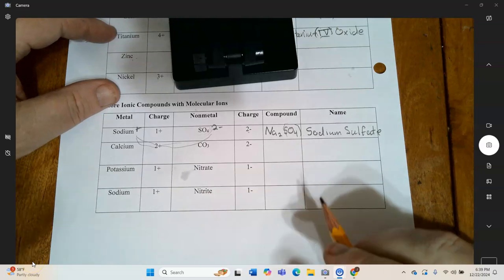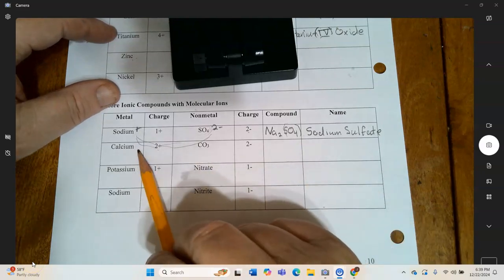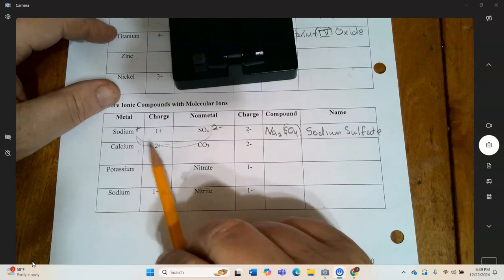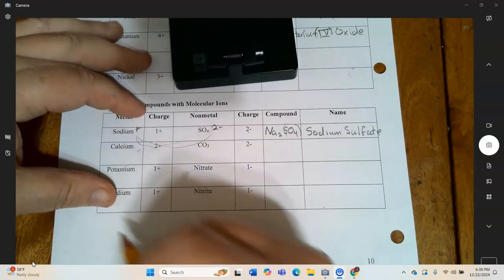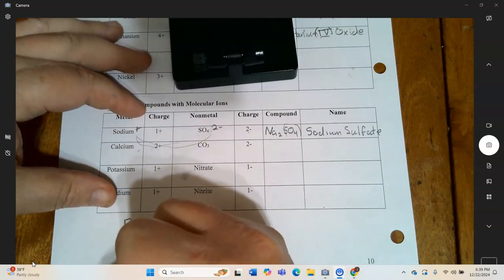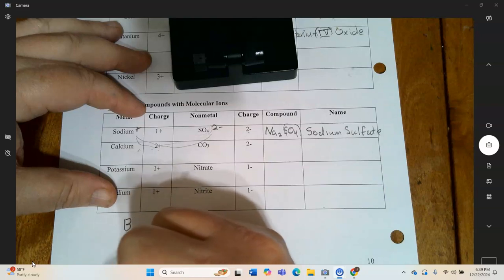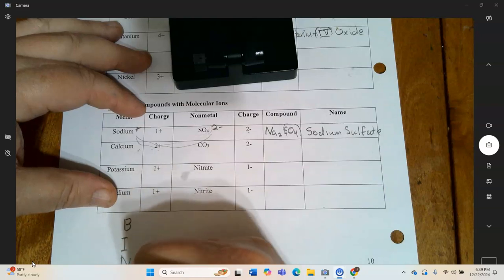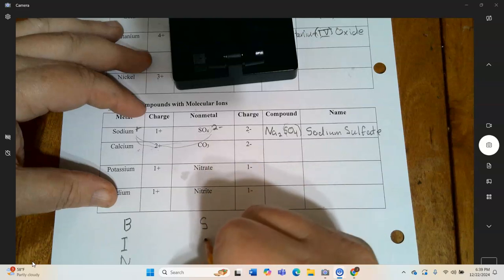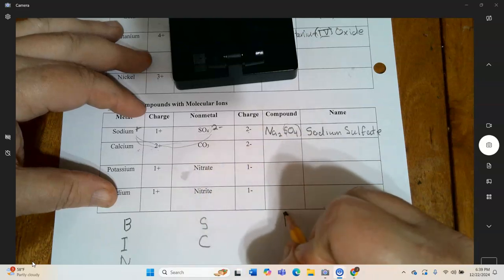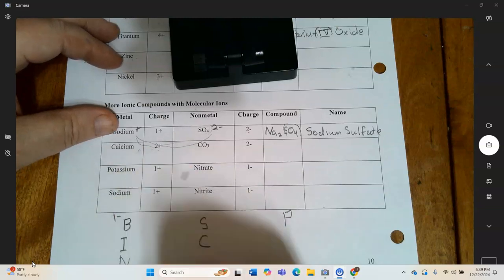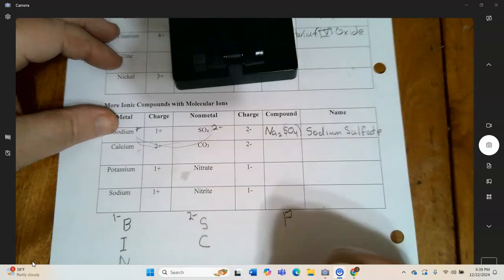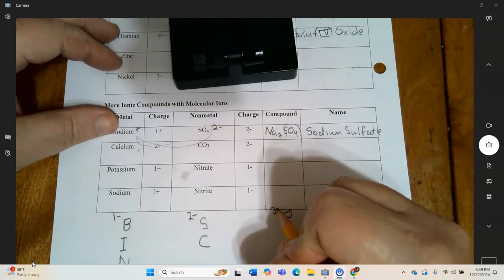All right, let's go to this one. Calcium has a 2+ charge. You know that from the periodic table. And carbonate has a 2-. Now there's a mnemonic I gave you, but we haven't talked about it a lot. And it's BINC SCP. Okay, write that down. These are all 1 minus charges. These are 2 minus charges, and phosphate is a 3 minus charge.